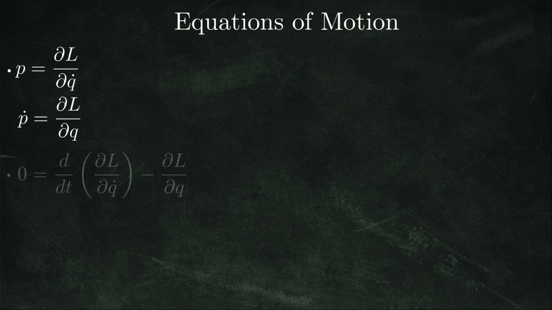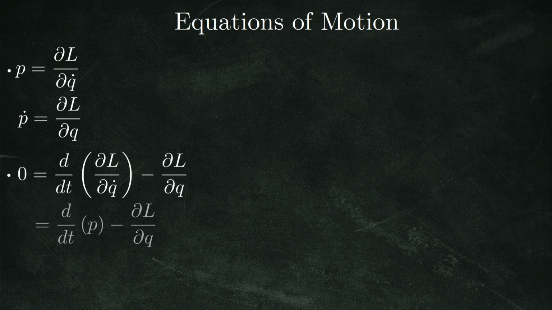So to show this, we start with the Euler-Lagrange equation. And then we substitute in dL/dq dot for the momentum. And then this first term is just p dot, and therefore p dot equals dL/dq.